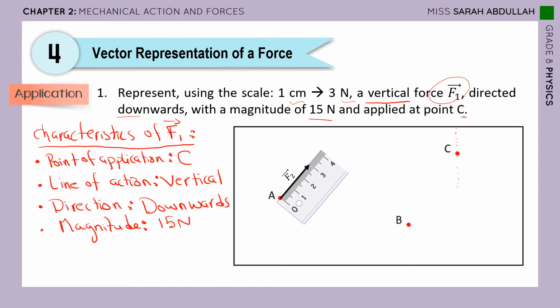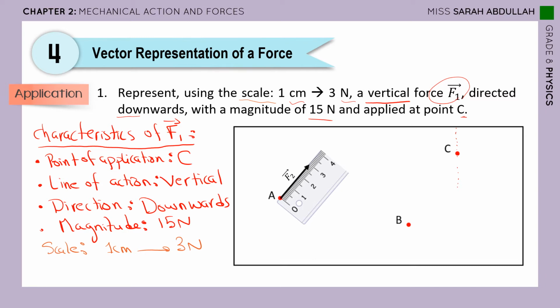No, we cannot. Newton is not a unit for length. Your ruler represents a length, centimeters. So how can I actually draw this 15 Newton? I need to use the scale. It's really important, guys. What is the scale given? It says every 1 centimeter represents 3 Newton. So I have 15 Newtons. I need to know how many centimeters that is.